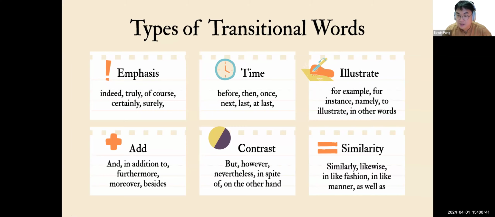So namely is a word you use to give examples of something, right? So this is a transitional word that tells you that examples are coming up, right? So I love dogs, namely golden retrievers, chihuahuas, right? Poodles, right? These are examples of the dogs that I love. Yes, Joshua, go ahead.